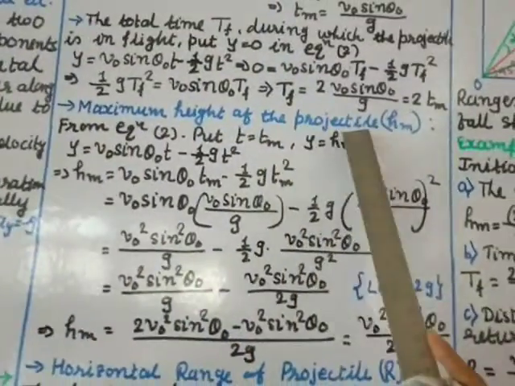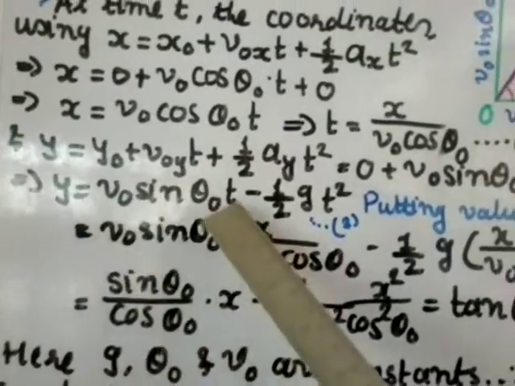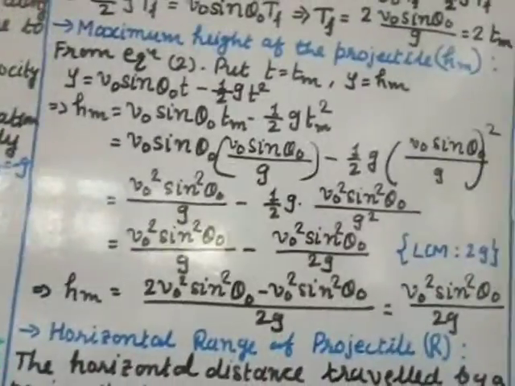Maximum height of the projectile, hm. Now we shall find this maximum height. From equation 2, put t equal to tm and y equal to hm. So this is my equation 2. Here we put y equal to hm and t equal to the time of maximum height.